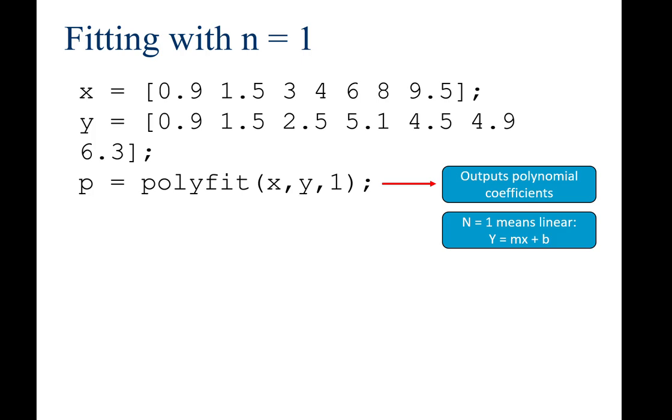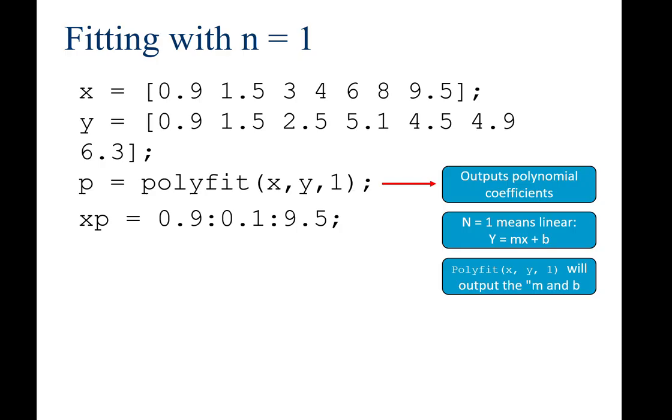Well, you'll notice that y equals mx plus b is a polynomial, and the coefficients of this polynomial are m and b. So the output to the polyfit function, when using 1 as the order, will yield a 1 by 2 array, which are m and b.